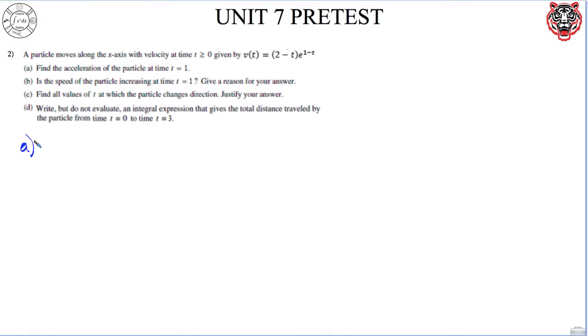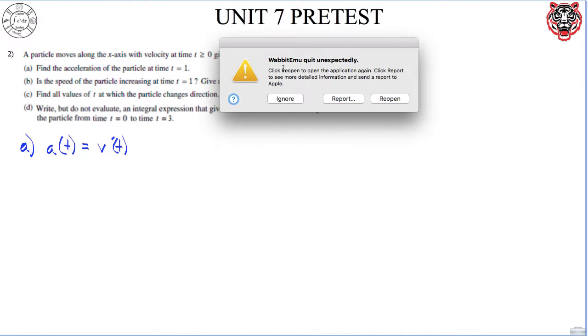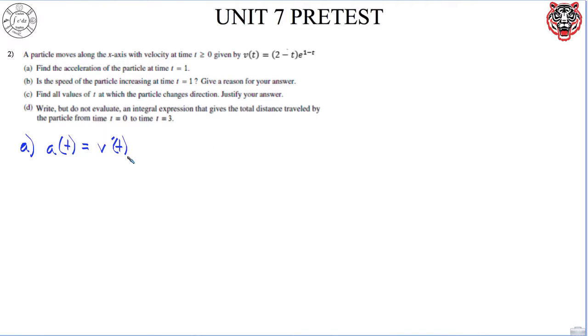All right, so for part A, find the acceleration at time equals 1. So I have my velocity, and we know that acceleration of time is really just the derivative of velocity, v prime of t. So how do I find the derivative of this? Notice I have one function and another function being multiplied, so I am using what rule? Product rule, yeah, so that's going to be 1d2 plus 2d1.